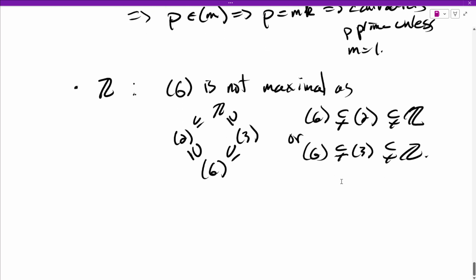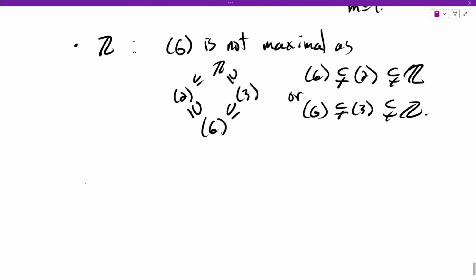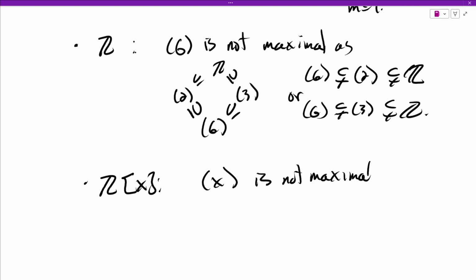Another interesting example that we'll come back to is if our ring is Z adjoin X, the ideal generated by X is also not maximal. This is an interesting example, and so I'm going to do the next video on it. This is going to be an example of a non-maximal ideal, and I'll show you why in the next video.